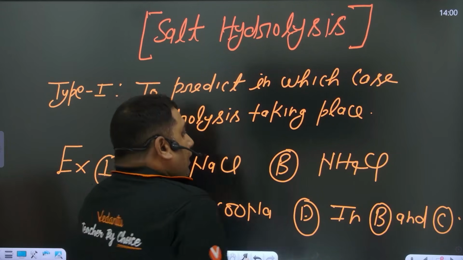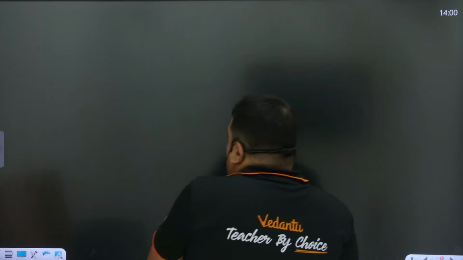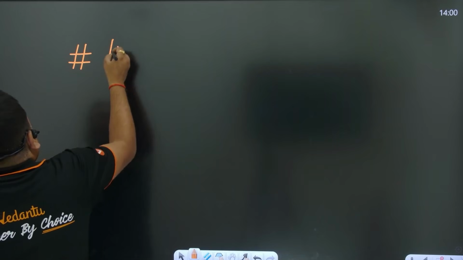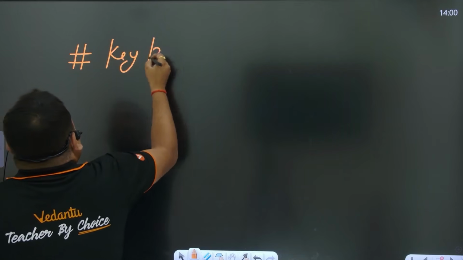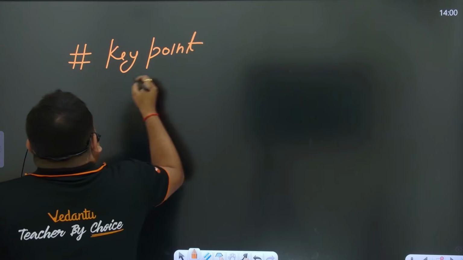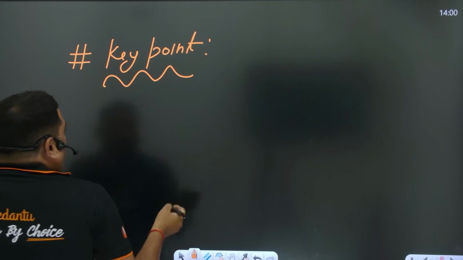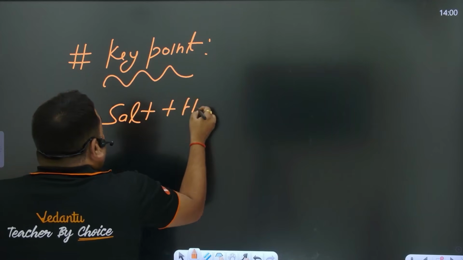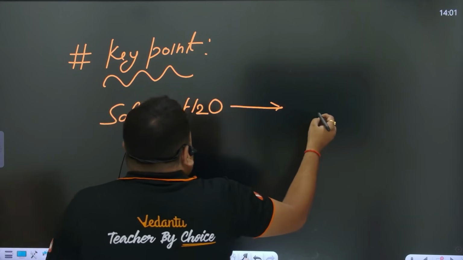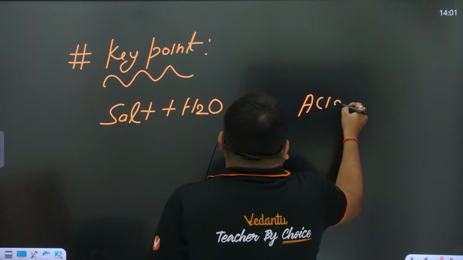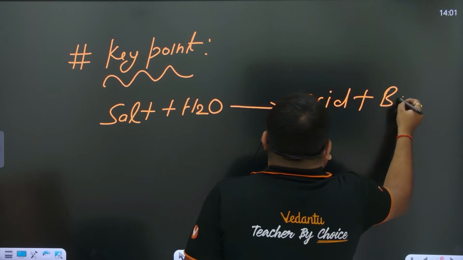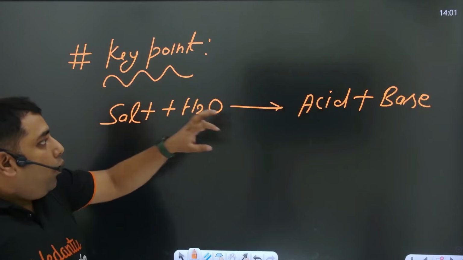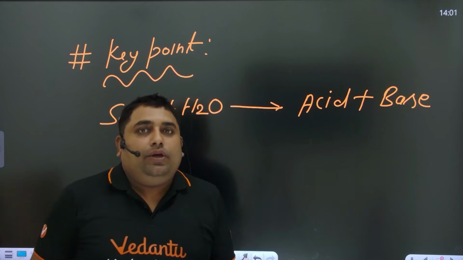So see beta, to answer this type of question, you have to apply this key point, this key approach. You have to add water. A salt is given, and in that salt you have to add water. Then you get an acid, and the second molecule is a base, right? So in a salt, if you add water, one acid molecule and one base molecule is obtained.